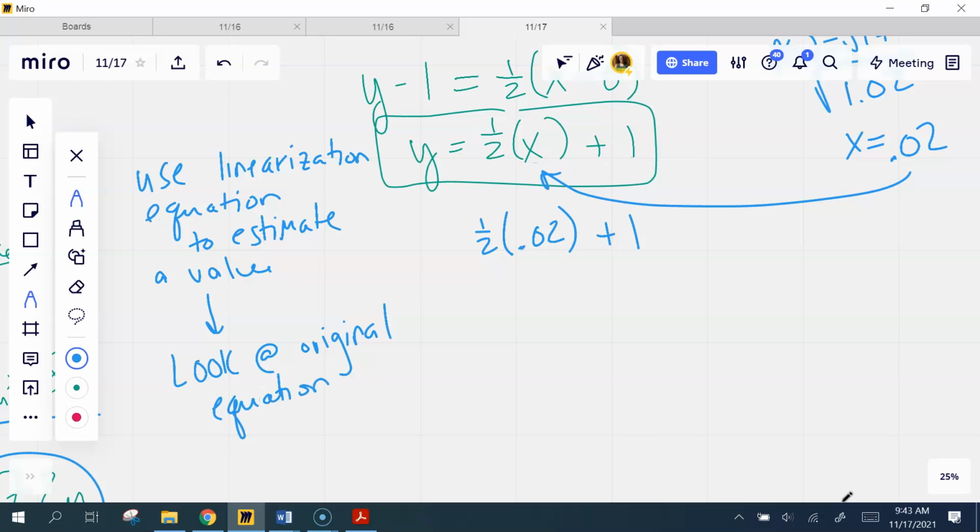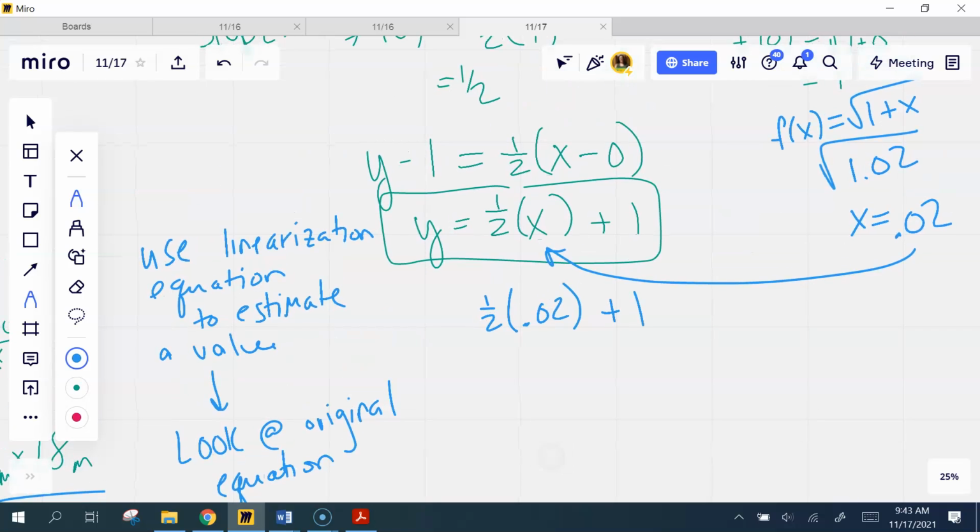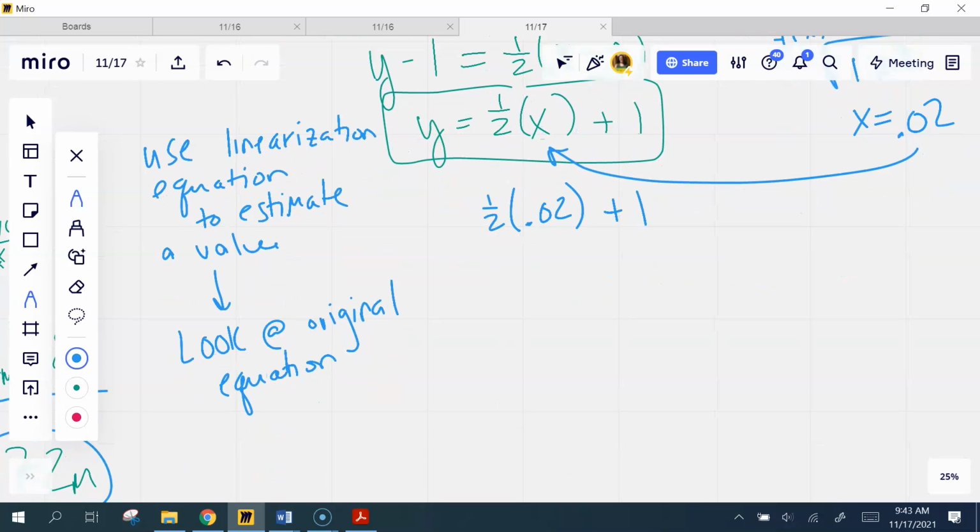Now, we've already done all that, but if it says to, after we have our linearization, look at the original equation, find x, and plug in to the linearization equation. The reason we do it is, and we keep calling it linearization equation, but really it's just the equation of the tan line. That's all it is. We've made that function linear at a point.